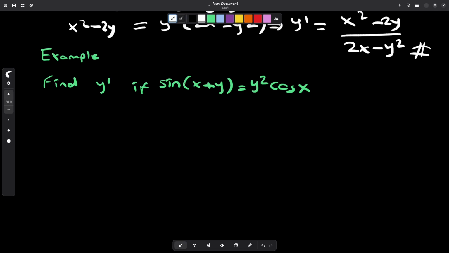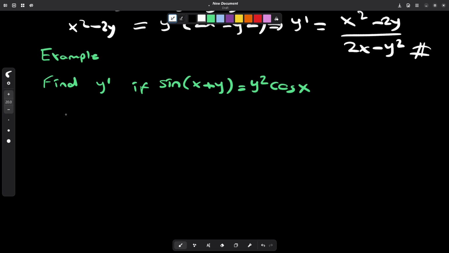Another example, we want to find y derivative again. It's really easy to see you cannot leave y alone. It's really painful. Sine of x plus y, maybe some trigonometric properties, but there's a y squared also. You have to differentiate implicitly again.